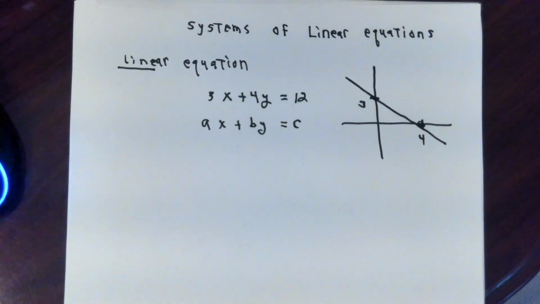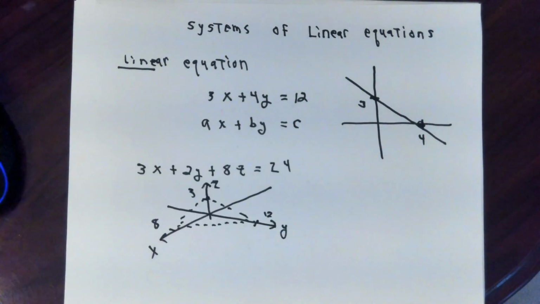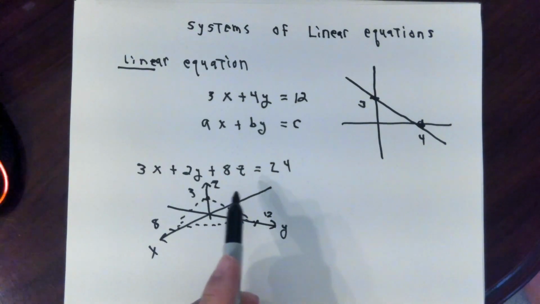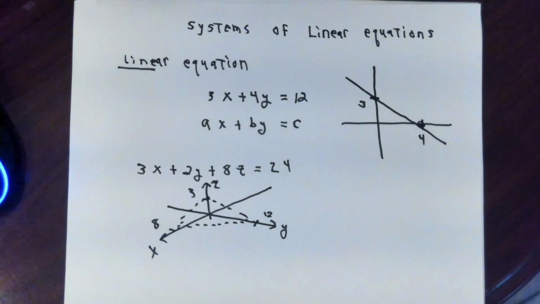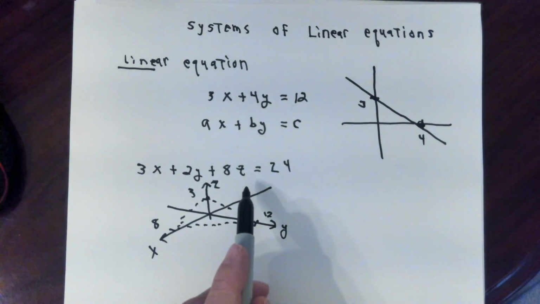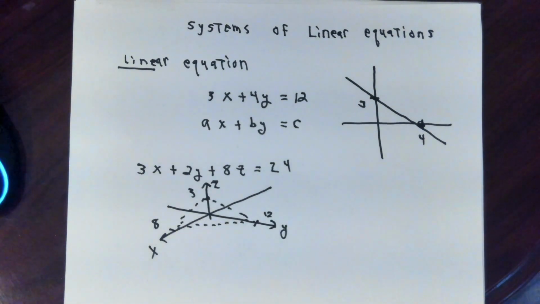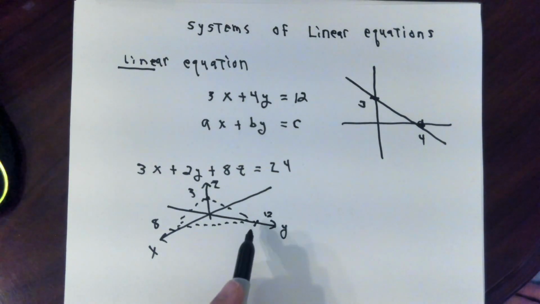If I have more variables, I'll have similar things. If I had an equation with three variables, x, y, and z, 3x plus 2y plus 8z equals 24 is a linear equation with three variables in it. If I find out where y and z were both 0, that would be x equals 8. If I find out where x and y are both 0, that would be z equal 3. And if I find out where x and z are both 0, that would be y equal 12.